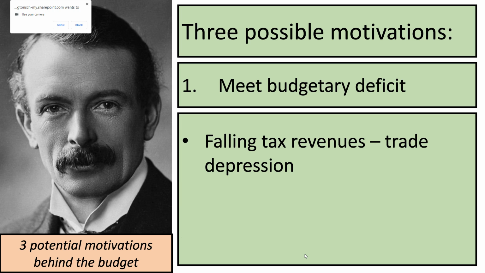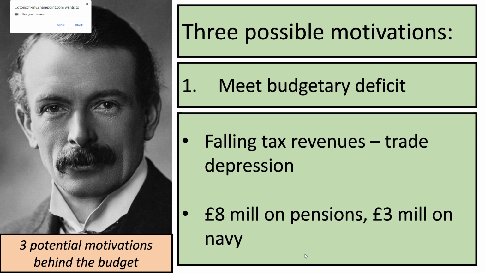So, obviously, we've got falling tax revenues because we're going through a trade depression. Less stuff is being sold, we've got less trade, which means the government is receiving less taxation. Also, if you've got a depression and people aren't bringing in enough money, they're not going to be purchasing anything. So that indirect taxation on consumption is not going to help, because if you have less people buying stuff, the government isn't going to have enough money. So if we want to spend 8 million on pensions and 3 million on the Navy and dreadnoughts, we need to reform the tax system. And obviously doing that is going to require a move to direct taxation. So one of the motivations is to meet the budgetary deficit.